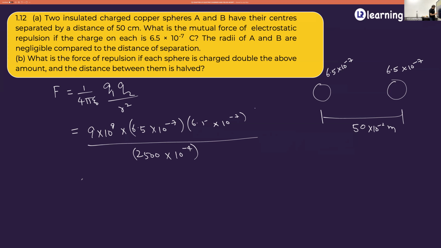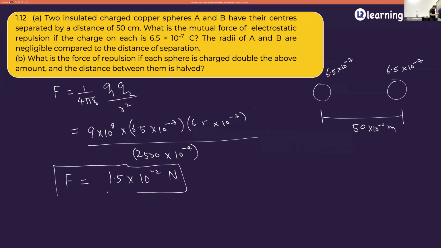When you solve this, what is the answer? You will get 1.5 into 10 power minus 2 Newton. This part I'm leaving to you. So this is going to be the value of electrostatic repulsion existing between the spheres. Am I clear with this?